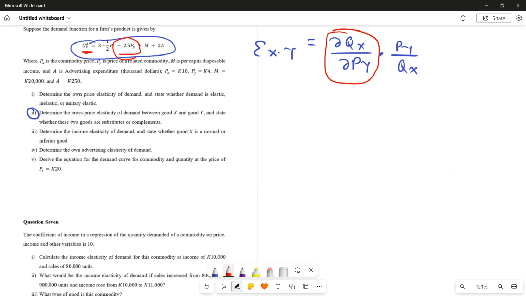So now, great. Let's go back to our function. Differentiating the function there with respect to PY, that term is negative 2.5 PY. We know that anyways this will just be negative 2.5, right? So we've just applied the differentiation there.